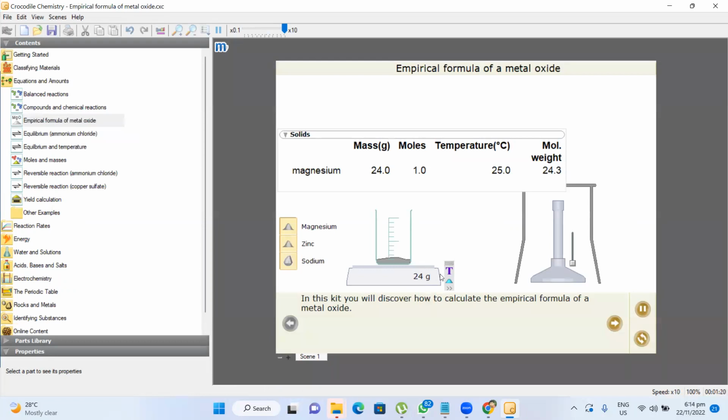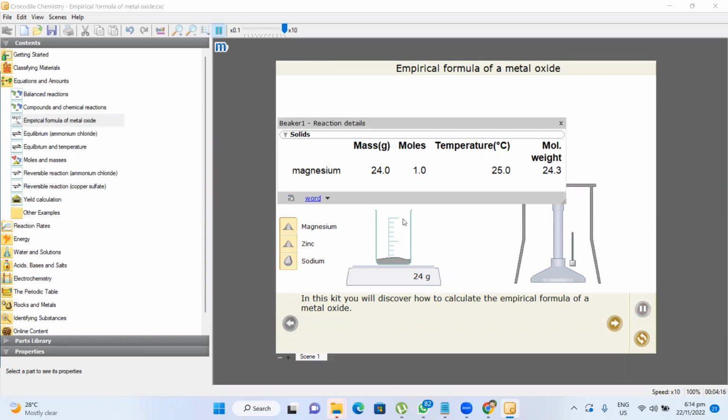So what is the mass that you can see now in this? Can you tell me the mass there? I have put magnesium and measured this. You can see here 24. What is this? G means? Hello, I hope you can hear me. Yes, Manu, the G means what? Grams. Okay, 24 grams of magnesium.